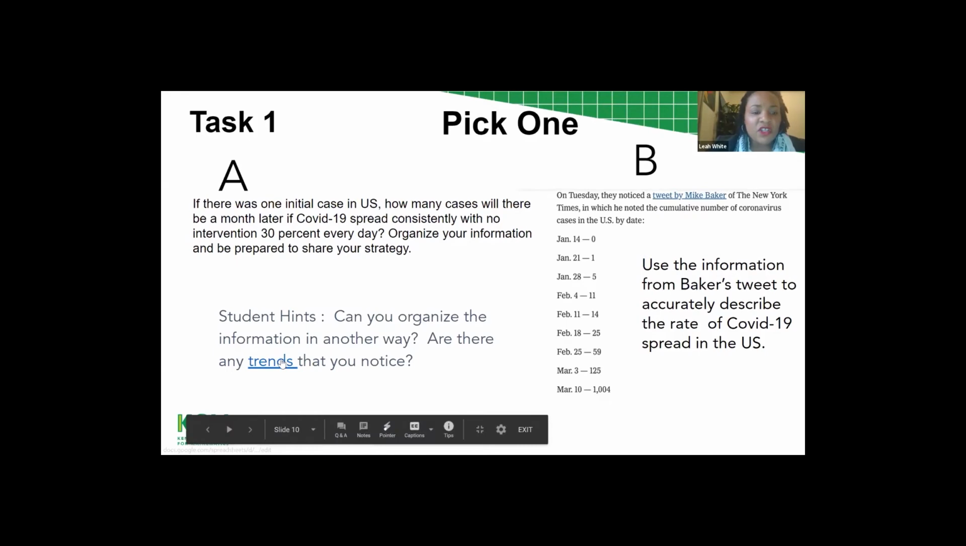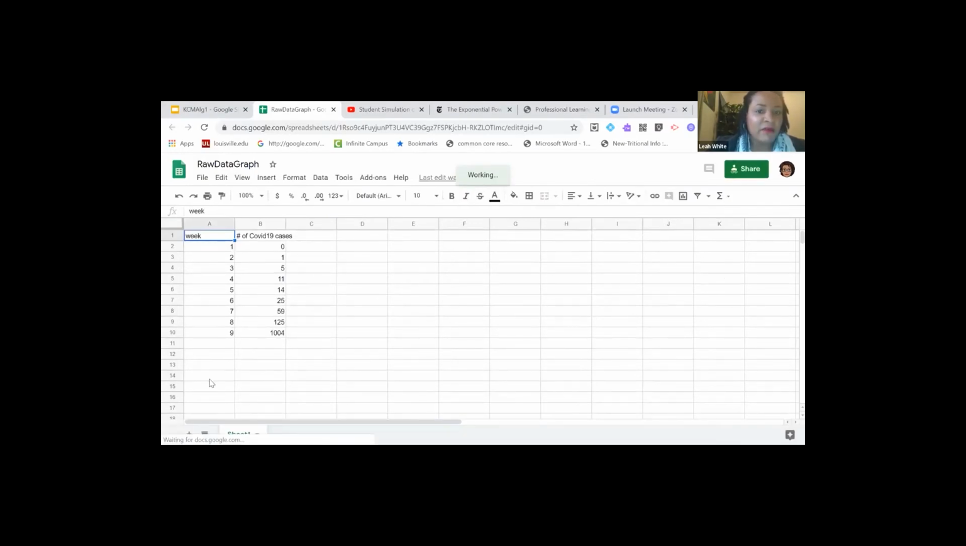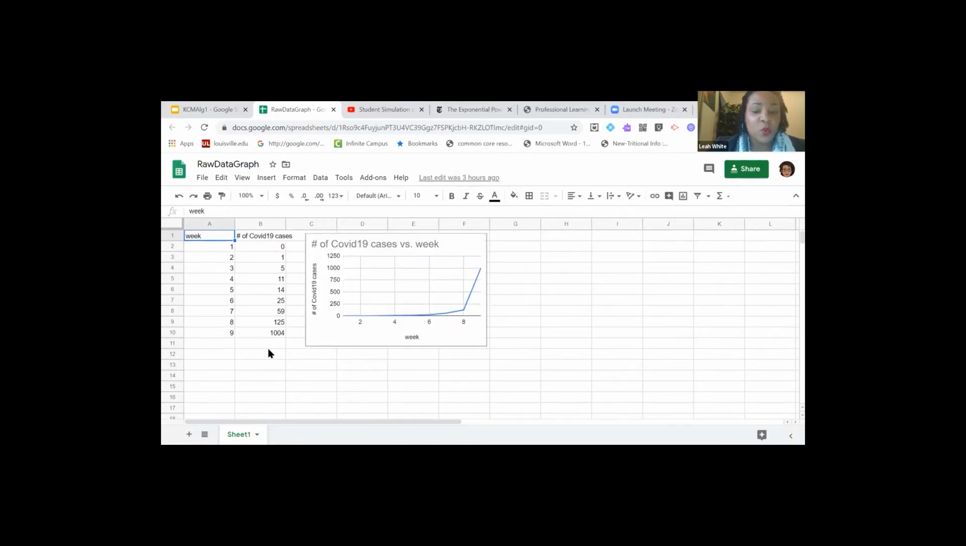But one thing you can do, and I'm just going to click on to a visual here. I typed all the weeks out in a Google Sheet, and then I typed all of the data from the cases that was from the tweet, and then I just pretty much did a dot plot here. That's not something way out of the box that your students couldn't do, and you can see how the growth looks very similar to an exponential curve. So that's one representation. I would hope that most students would think to put the information in a table, but maybe not.